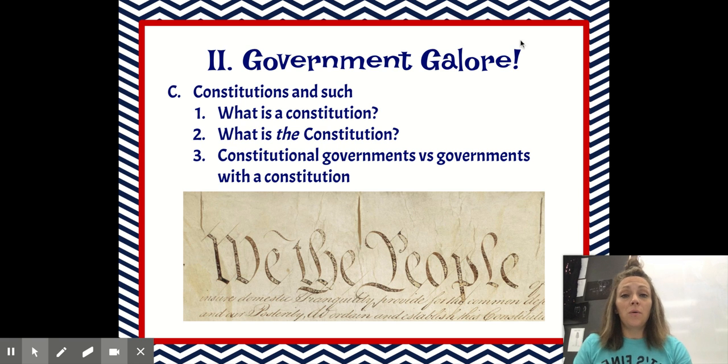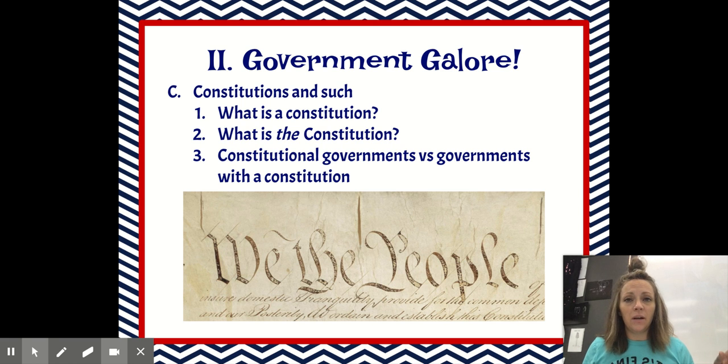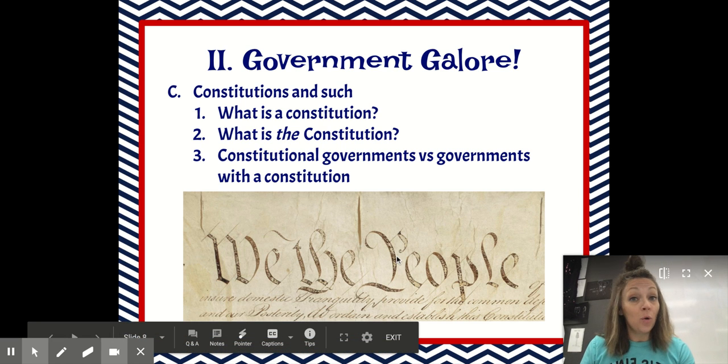Okay, so in a government with a constitution, the government is basically free to do whatever they want. The Constitution doesn't place any limits on them. It just sets up how the government is going to be set up. Okay. So think about which one of those we have in America.